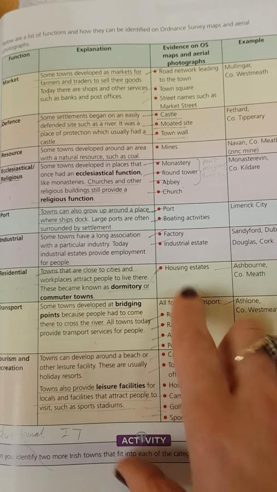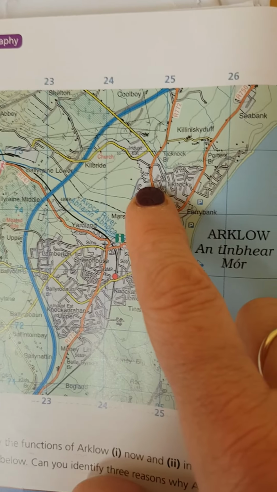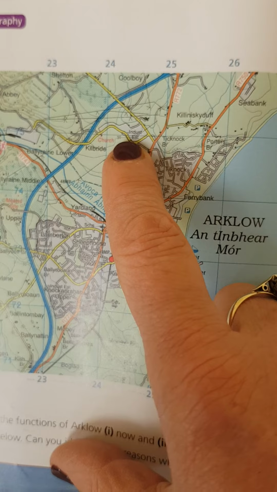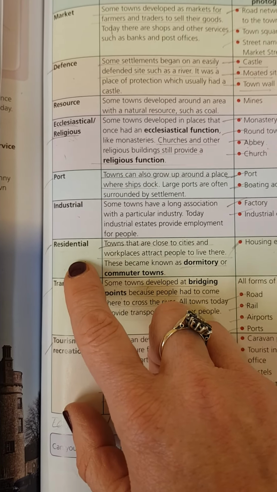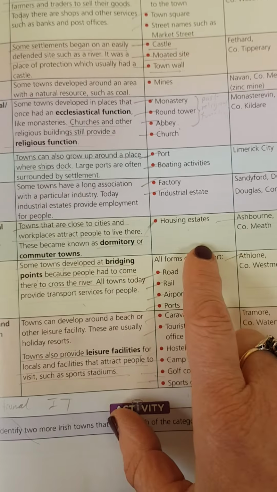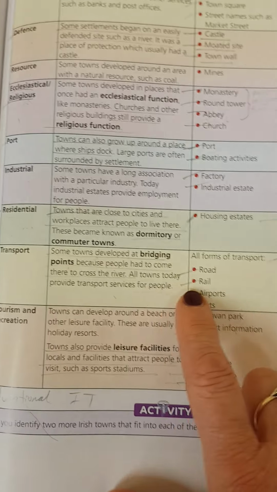If there is a factory or an industrial estate, there is an industrial function to the town. And you'll see this here. There's an industrial estate, and I'll be doing this next week with OS maps. Every town has a residential function because there are housing estates in it, and that is shown by the grey area here.